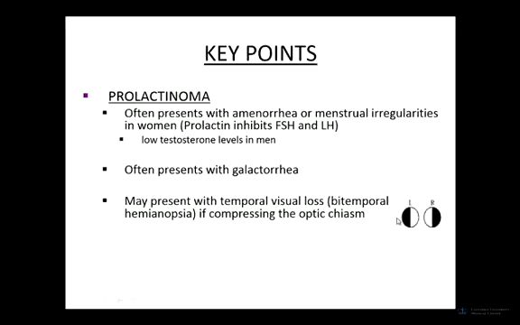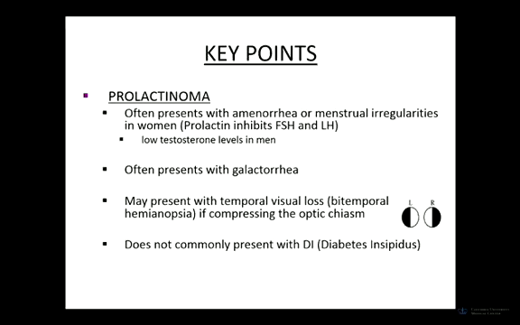You really should know that this is what bitemporal hemianopsia looks like. This is caused by compression of the optic chiasm, which sits right above the pituitary gland. And it does not commonly present with DI or diabetes insipidus because those cells are in the posterior pituitary, and prolactinomas rarely affect the posterior pituitary.